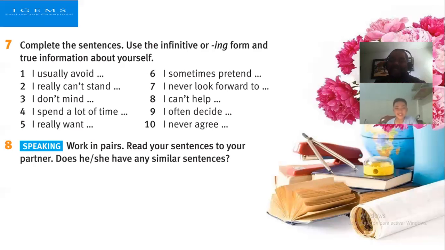Oh, okay, I see. So now, let me ask you something. Are you now on your computer or on a cell phone? My computer. Okay, well, you're spending time now on your computer as well. Yes. Let's see here. You really want, I really want to learn how to swim. Oh, you really want to learn how to swim. All right, very good. Number six, you sometimes pretend.